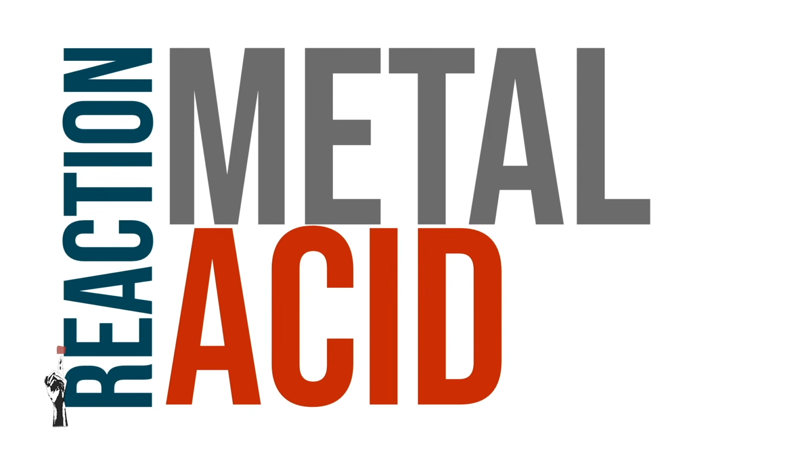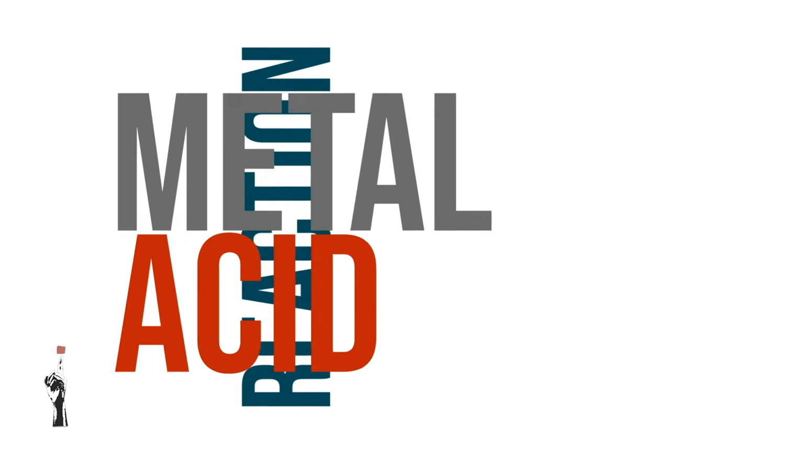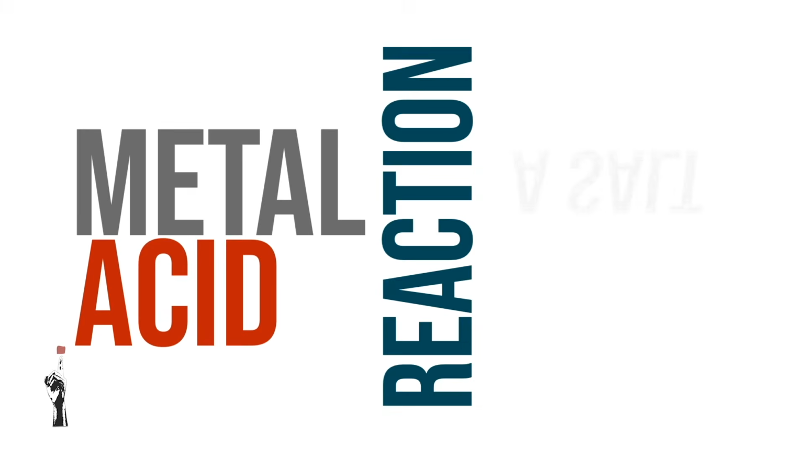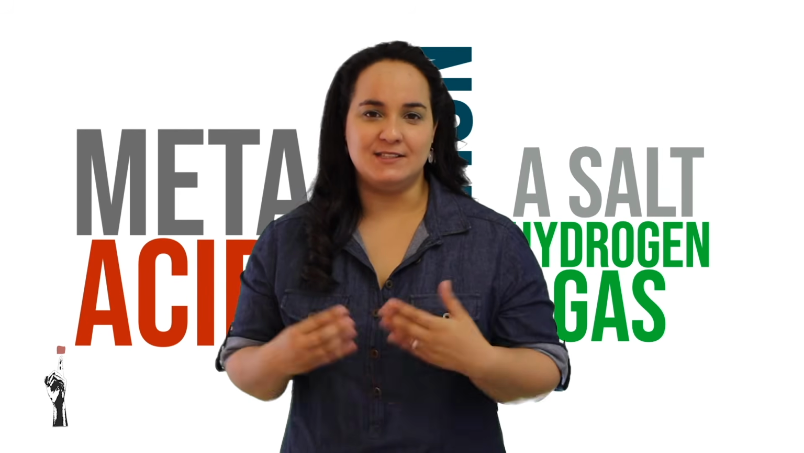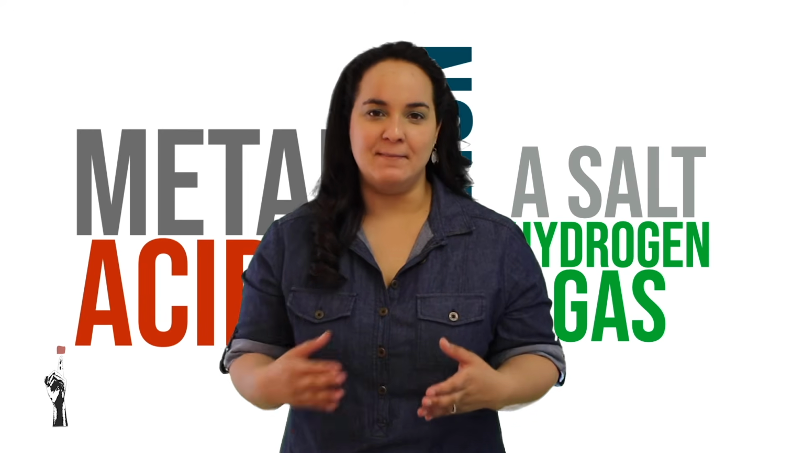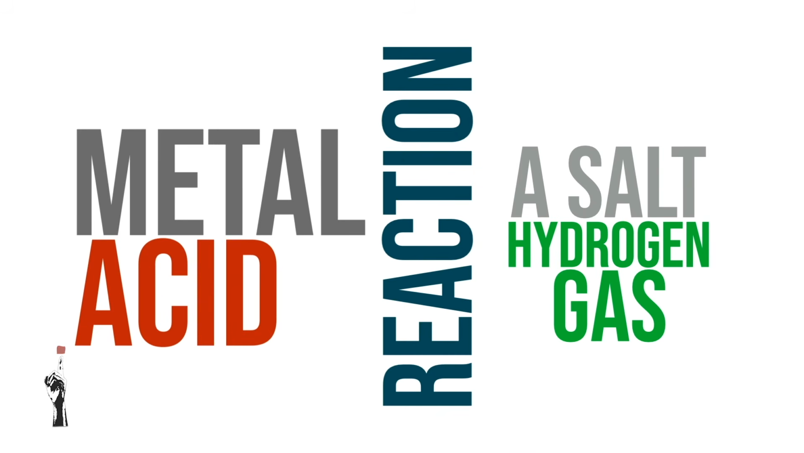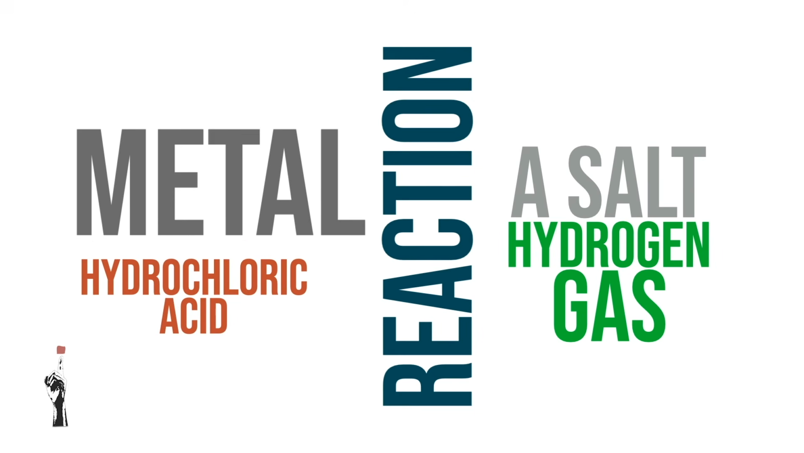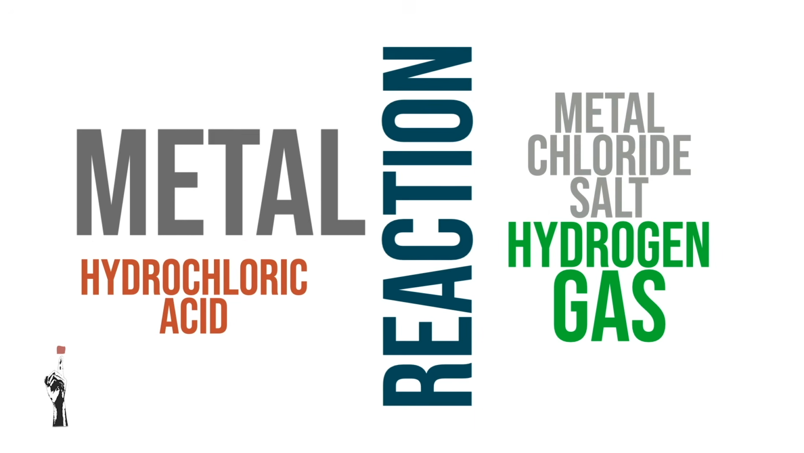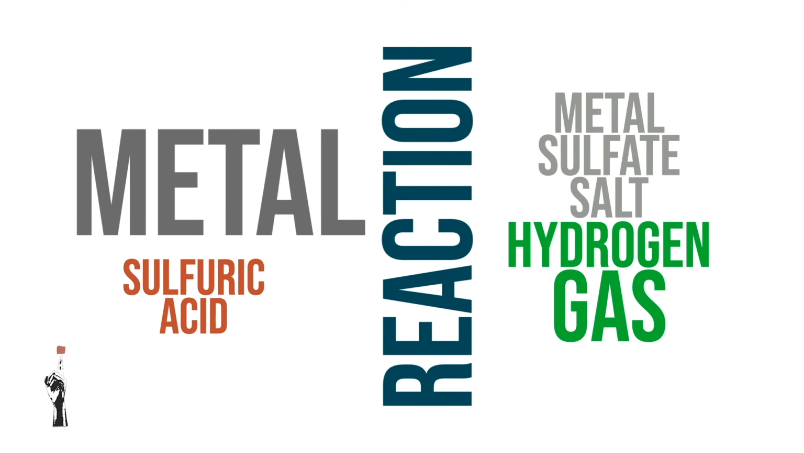Our final reaction for this term is the reaction between a metal and an acid. When a metal and acid react, the products that form are a salt and hydrogen gas. The type of salt is dependent on the type of acid and metal used as reactants. If the acid is a diluted hydrochloric acid, the salt that forms will be a metal chloride salt. In the case of sulfuric acid, the salt that forms will be a metal sulfate salt.